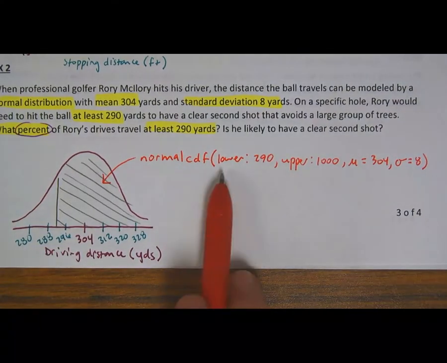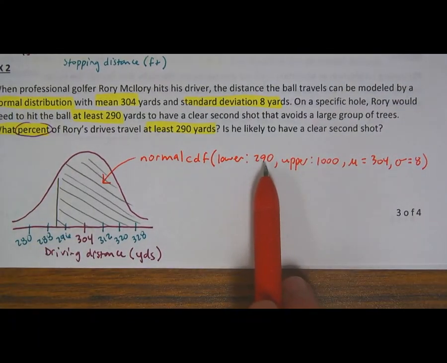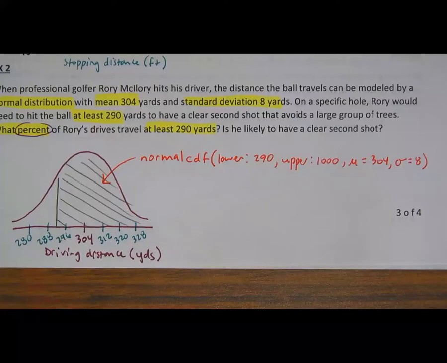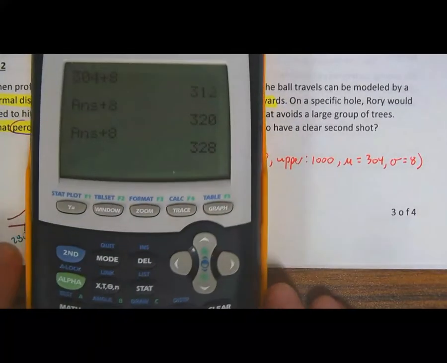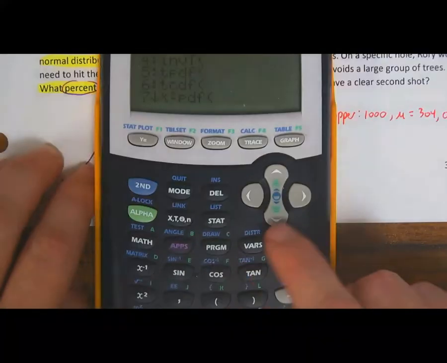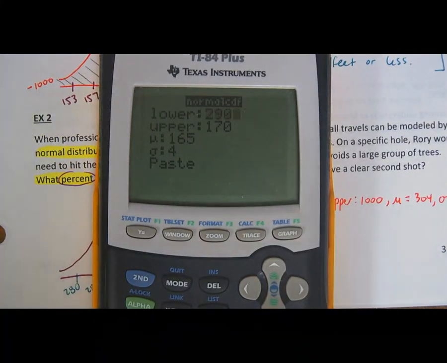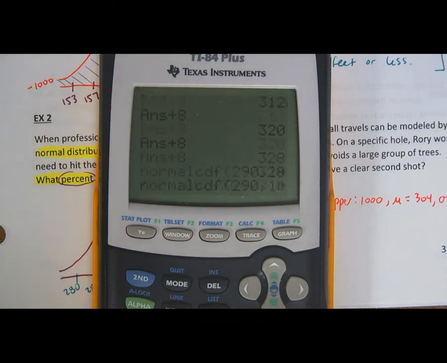So by writing it down, you just give your brain one more second to pause and think about your lower and your upper. Now, if you shade the wrong way, you're going to do the wrong lower and upper, and your answer is going to be wrong. So, second VARS, normal CDF. The lower is the 290. The upper is going to be positive 1,000. The mean is 304 yards, and the standard deviation is 8 yards. Enter, enter, enter.